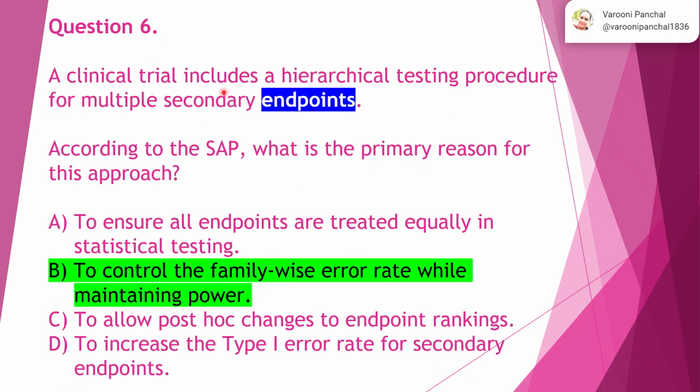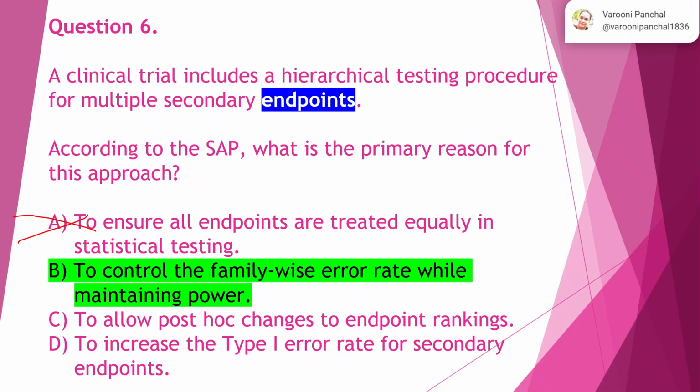Question 6. A clinical trial includes a hierarchical testing procedure for multiple secondary endpoints. According to the SAP, what is the primary reason for this approach? Option A, to ensure all endpoints are treated equally in the statistical testing. No, you cannot treat all the endpoints equally, because each endpoint is different, their testings are different, and their assumptions are different: lower limit or equal to, not equal to, inferior, superior. So you cannot treat them all equally.